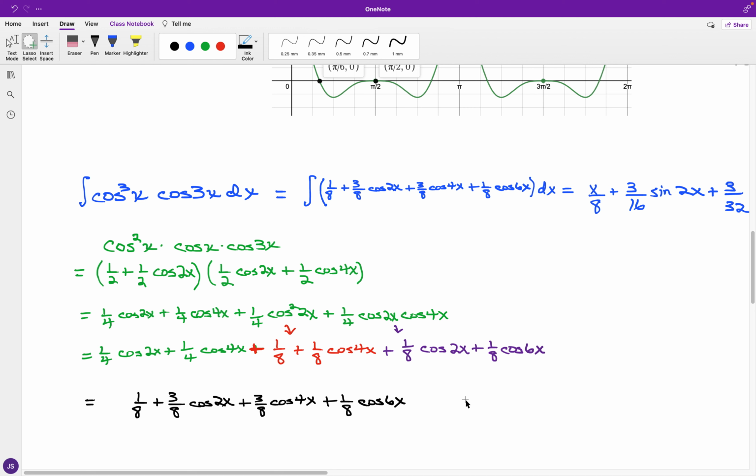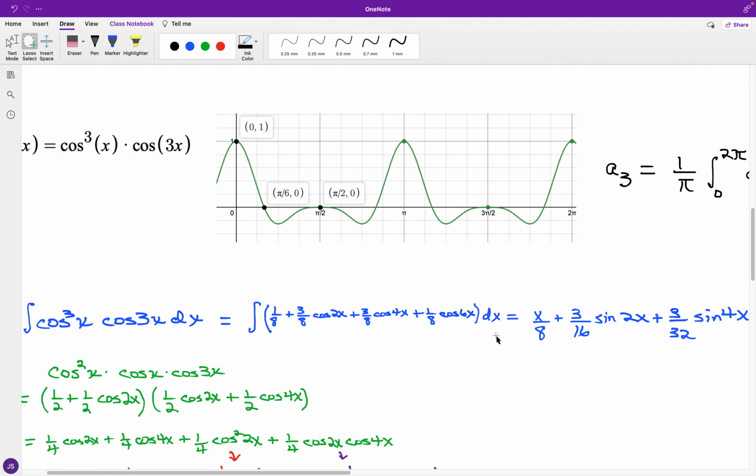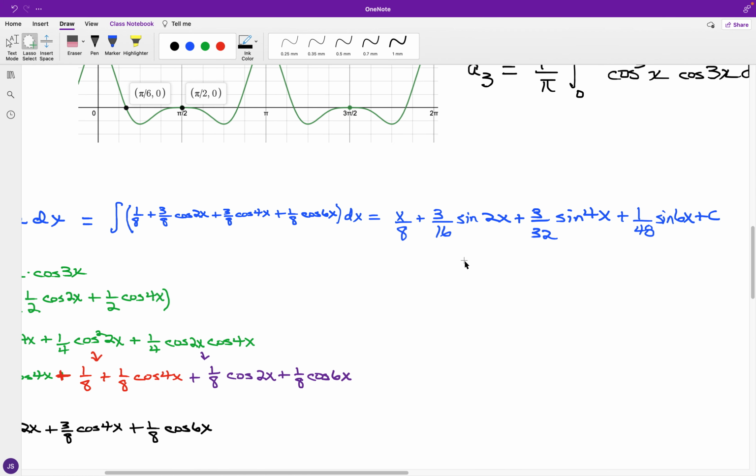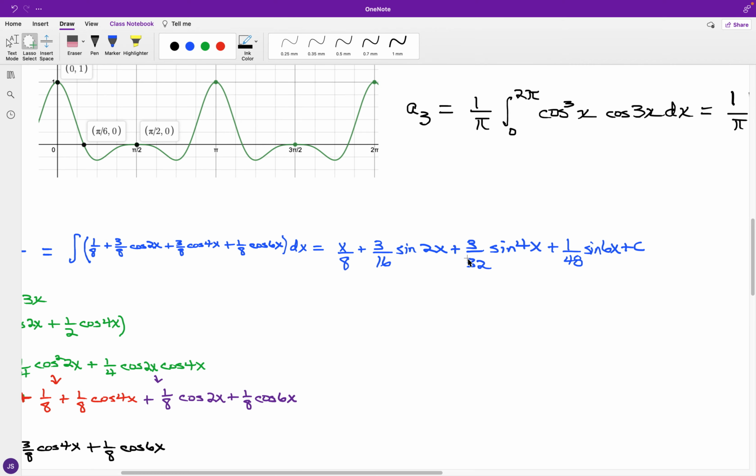And combining like terms together, I got 1/8, and then in cosine of 2x I have 3/8 of the cosine of 2x. And with the cosine of 4x, that coefficient is also 3/8. And then we have again 1/8 of the cosine of 6x. And so, taking what we have here and applying it to the antiderivative, the antiderivative of this statement will be x over 8 plus 3/16 of the sine of 2x, followed by 3/32 of the sine of 4x plus 1/48 of the sine of 6x, followed by the constant.